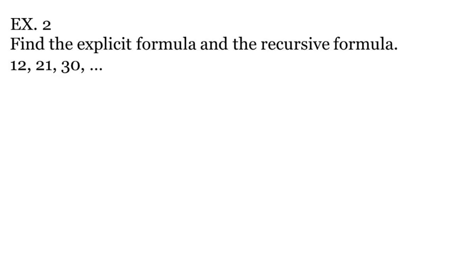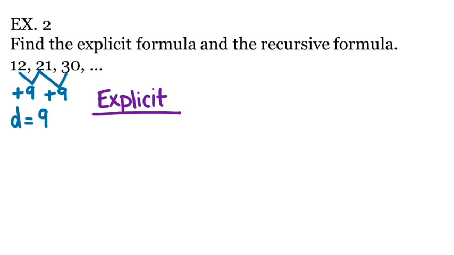Example 2 says to find the explicit formula and the recursive formula. So before we figure out what those two formulas are, we need to find the common difference between these numbers. From 12 to 21, we would add 9, and again, 21 plus 9 will equal 30. So the common difference is 9 for this sequence. So we're going to start with the explicit formula. The explicit formula is an equation that can be used to find any term in the sequence. So for an arithmetic sequence, the formula for explicit is a sub n equals a1 plus n minus 1 times d.